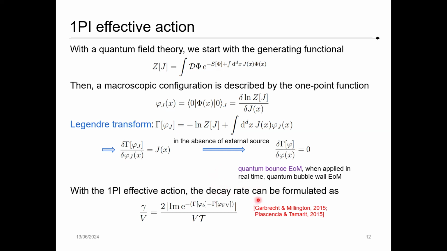Now, with the 1PI effective action, the decay rate can be formulated as follows. There's actually a quick way to see why the decay rate takes this form. As we mentioned earlier, the decay rate is related to the imaginary part of the log of the partition function, which is related to the imaginary part of the false vacuum energy. And then if you take J to be 0, this term vanishes, and the log of Z just gives you gamma of phi, which is the effective action for the bounce. This term usually can be normalized to be 1. You can always define your effective action so that you are not concerned with this part.